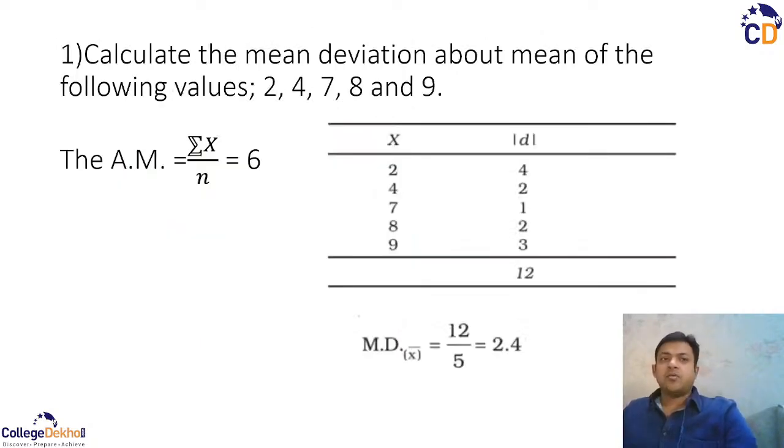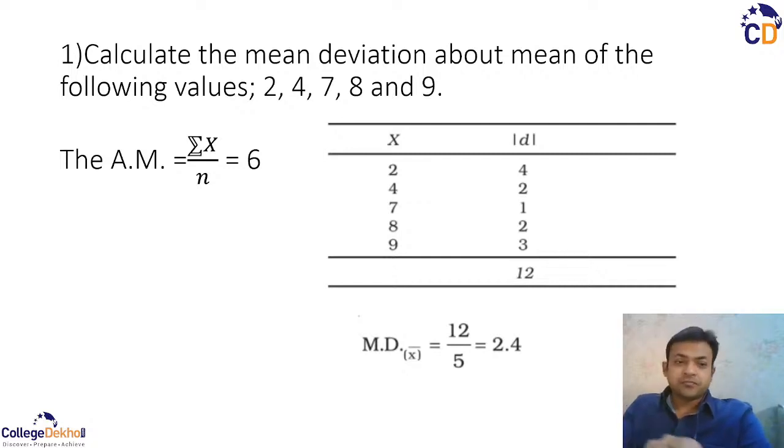Let us take this with the help of an example. We need to calculate the mean deviation about mean for the numbers on the screen: 2, 4, 7, 8, 9. So we have 5 numbers. The formula for calculating the mean is summation x divided by number of observations. So that would be 2 plus 4 plus 7 plus 8 plus 9 divided by 5, which comes out to be 6. The important thing is that the mean comes out to be 6.